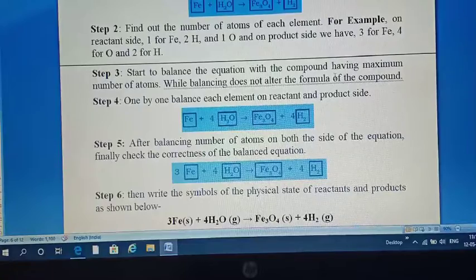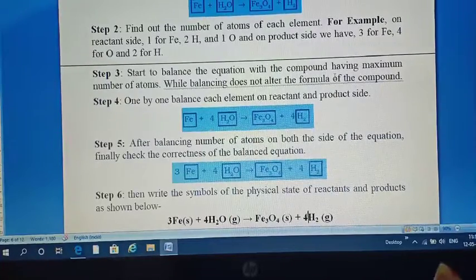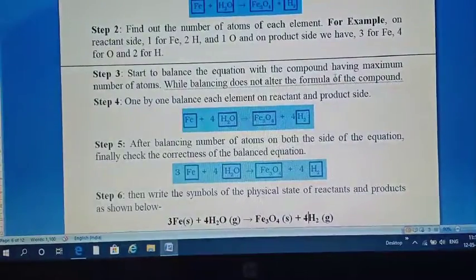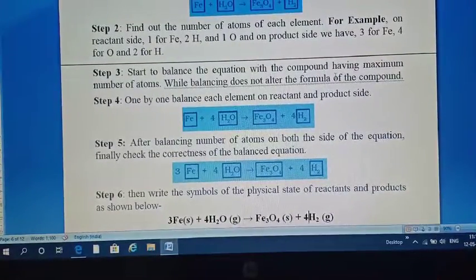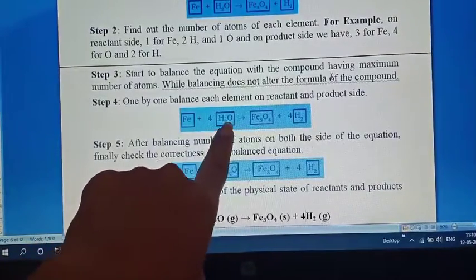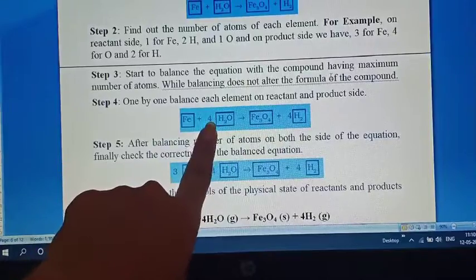After balancing the number of atoms on both sides of the equation, finally check the correctness of the balanced equation. Here you can see the maximum number of atoms is the oxygen in the product part. So first of all you have to balance that oxygen atom. On the reactant side there is only 1 oxygen, but on the product side 4, so we multiply oxygen with 4.